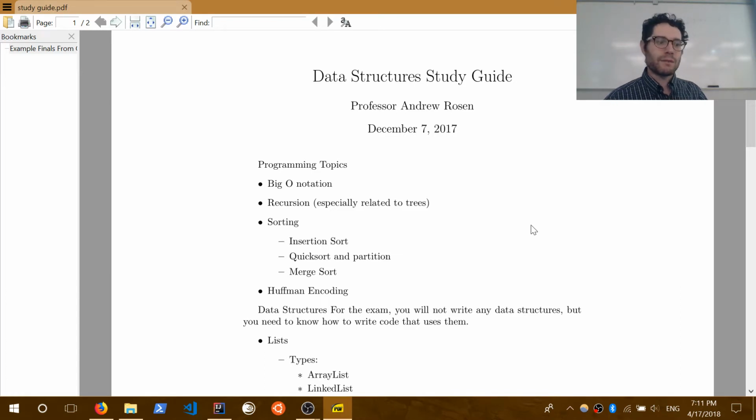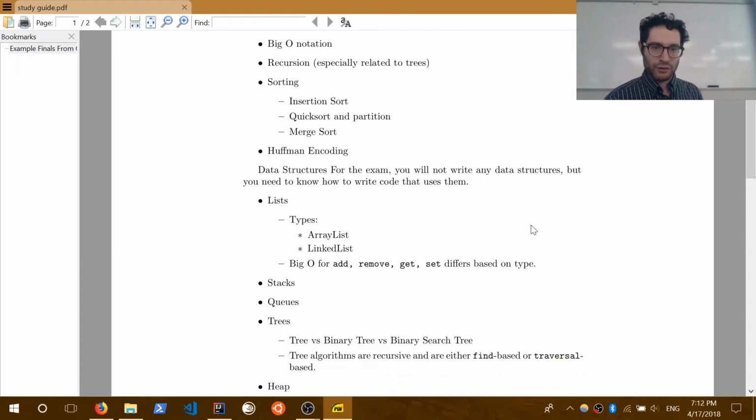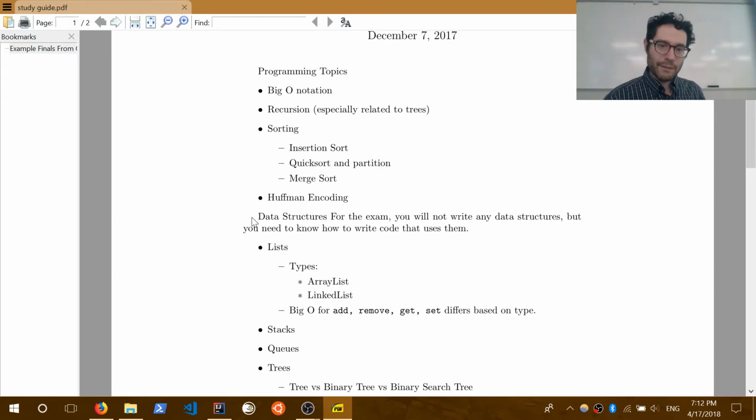Pretty much every single problem you do with trees will almost certainly use recursion, if it's one of the traversals, you know. Sorting: insertion sort, quick sort and partition, and merge sort. Huffman encoding for data. So that's the programming topics.